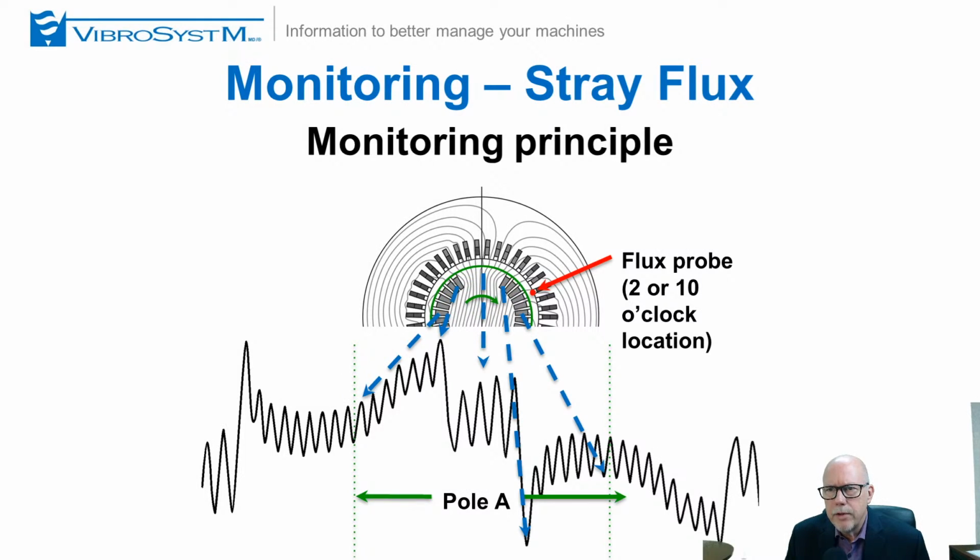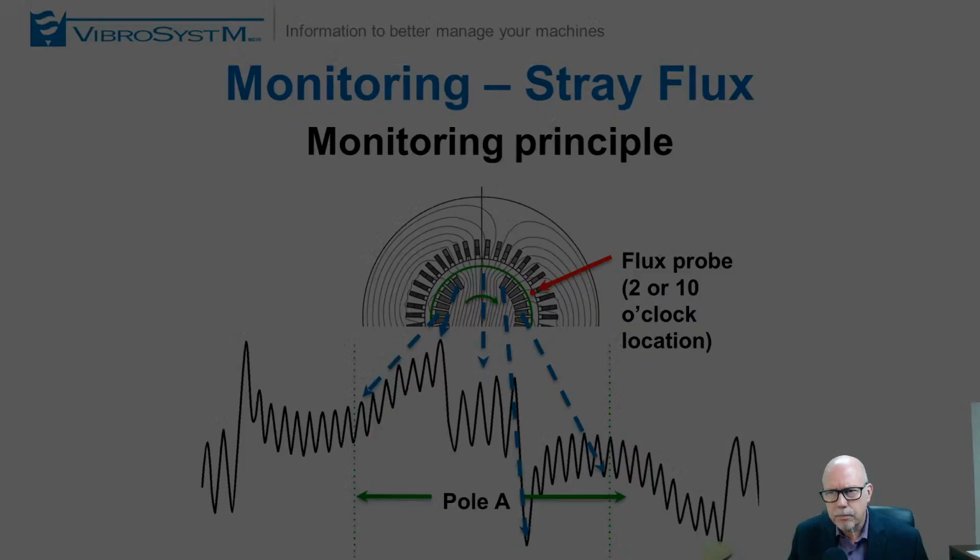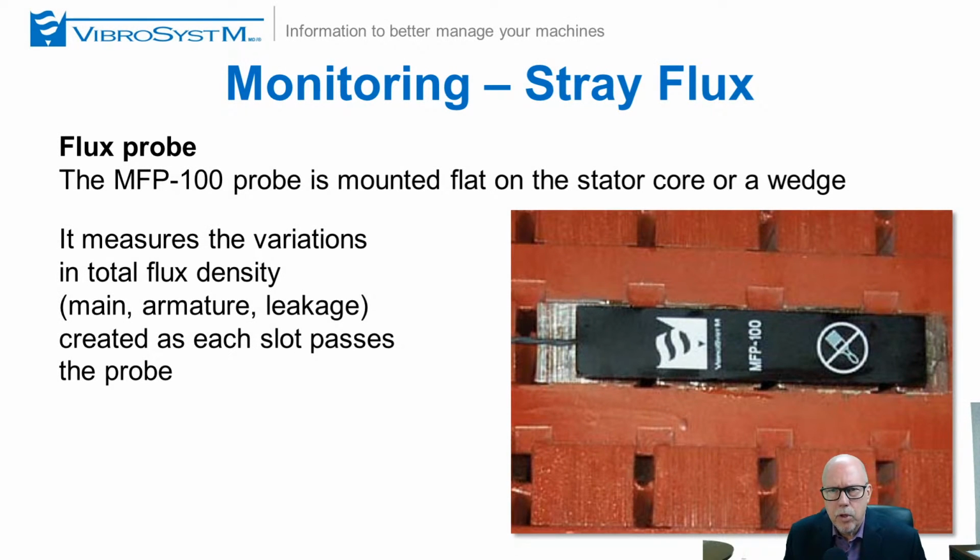So monitoring stray flux, the monitoring principle: you put a flux probe at a 2 o'clock or 10 o'clock location, and you look at the stray flux pattern that comes off of the rotor. So you can see in the middle you have pole A, and on the sides you have pole B. The flux probe is mounted flat on the stator core or on a wedge.